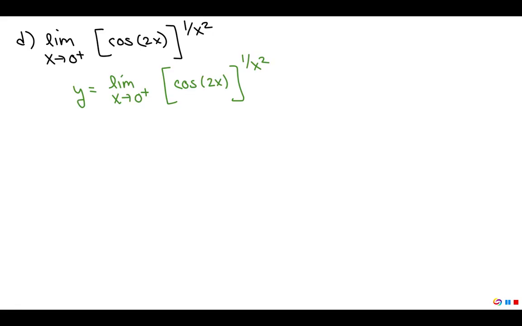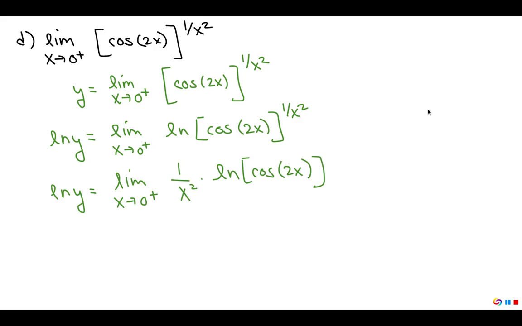All right. So I'm going to think of this as y equals that limit, because then I can take natural log of both sides. So now I've got natural log of y equals limit as x goes to 0 from the right of natural log of cosine of 2x to the 1 over x squared. I took natural log of both sides because then we can take that exponent, the 1 over x squared, and move it out front. So that's just using my properties of logs.